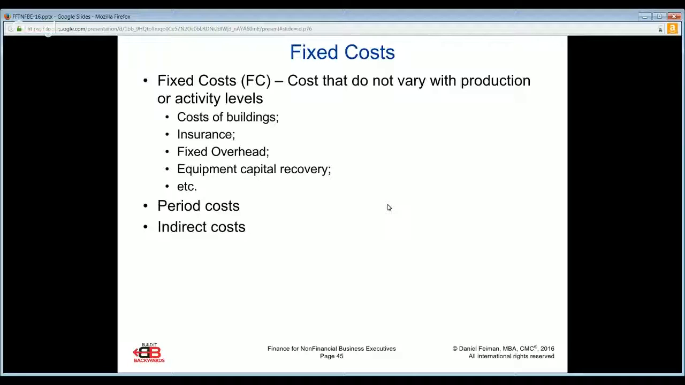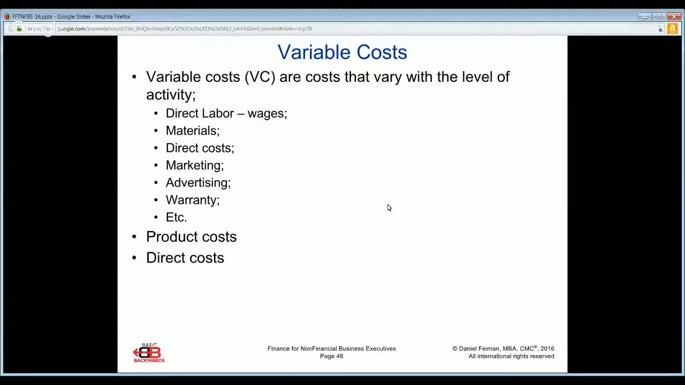So if you remember on the income statement, we had cost of goods sold and we had operating expenses. Fixed costs are almost always operating expenses. Variable costs, on the other hand, are referred to as direct costs because they go directly into the product or service. And we've got also product costs for the exact same reason.